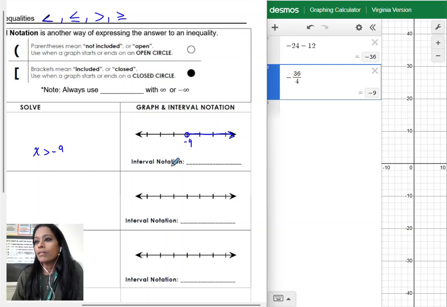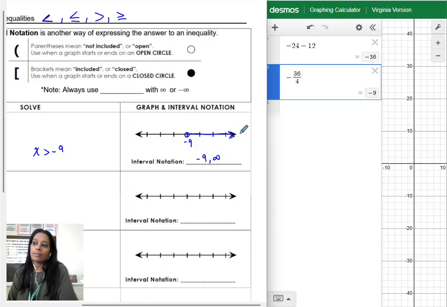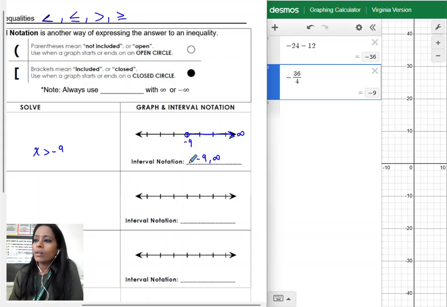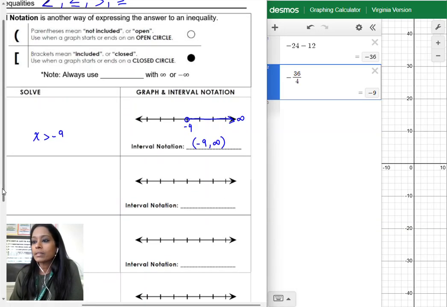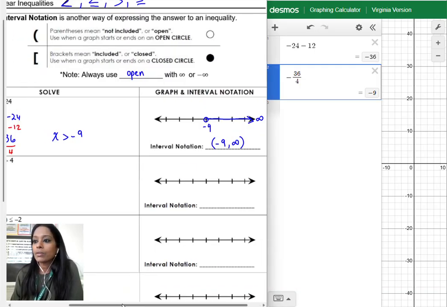And then for interval notation, since it's greater than, it's going from negative 9 to positive infinity, because it's going off to positive infinity here. And also negative 9 is going to have an open circle, so we're going to use a parenthesis, and infinity is always open. Okay, it'll make more sense once we start doing more examples. We're always going to use an open for infinity. It's not going to be a closed. Closed means you have a bracket, and closed comes from greater than or equal to, or a closed circle.